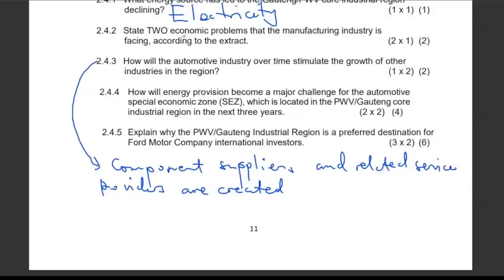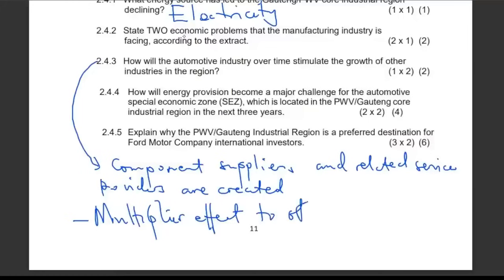Like, for example, the automotive industry is related to insurance. We need to insure those cars. We also have to find out that service providers like insurers are also finding business. So it stimulates other industries. And also we can talk of the multiplier effect. There's also a multiplier effect to other industries.